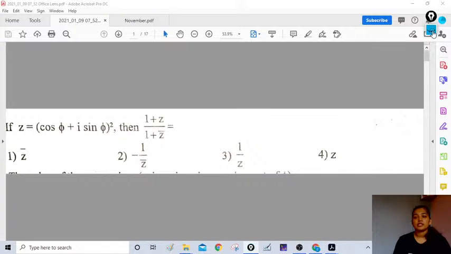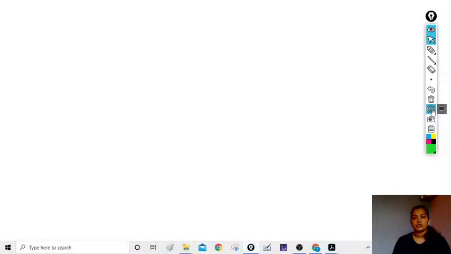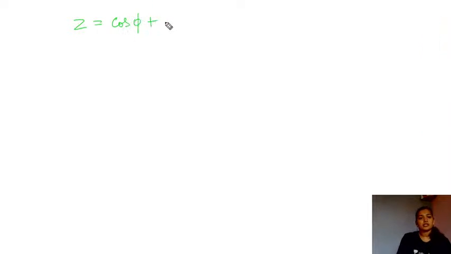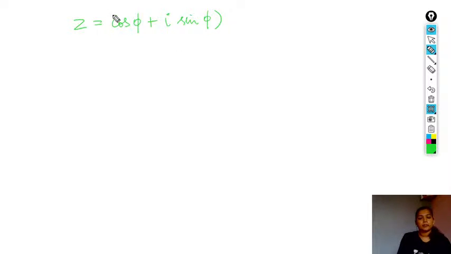Right, so let's start with the solution. Just a second, students. The complex number z is equal to (cos phi plus iota sine phi) the whole square, right? If I have to take the modulus of z, the modulus of z in this case will be the modulus of (cos phi plus iota sine phi) the whole square. Am I correct?